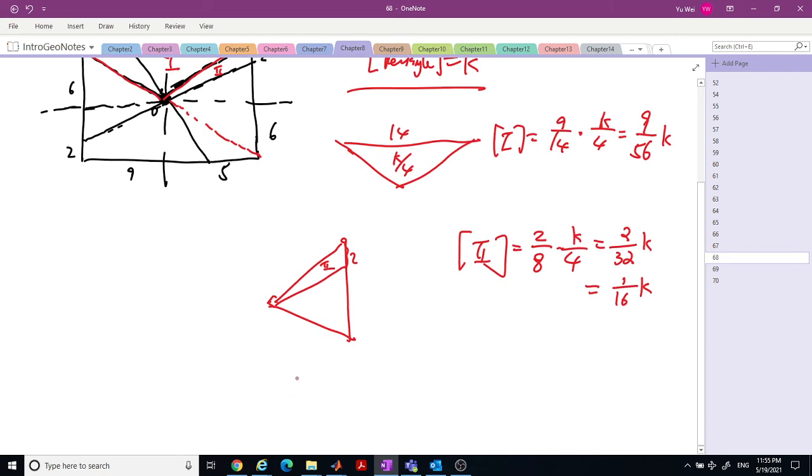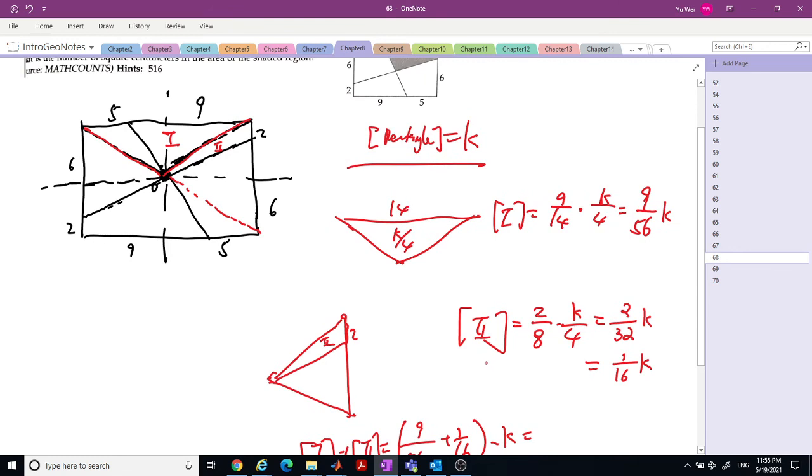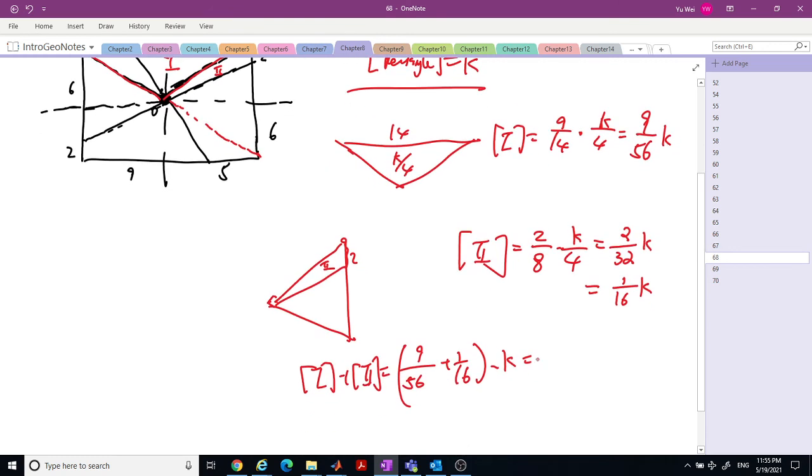Okay, now we need to calculate piece 1 plus piece 2, which is 9 over 56 plus 1 over 16 times K, right? K is simple: K is 8 times 14. So 9 over 56 plus 1 over 16 times 8 times 14. So the answer is 25.